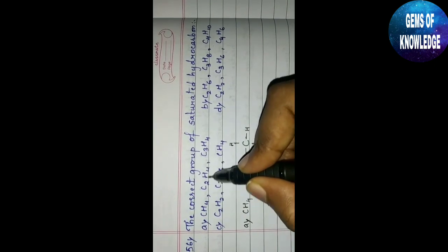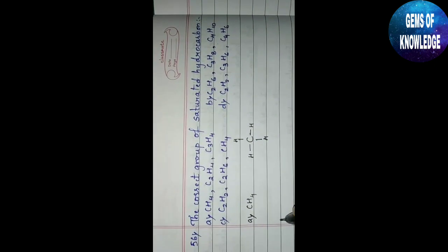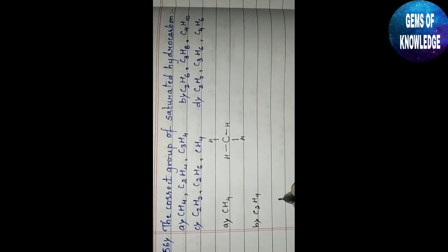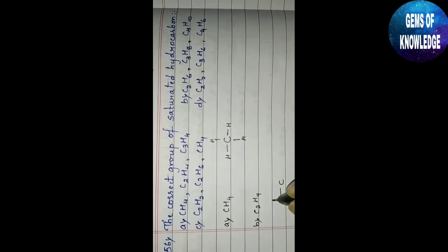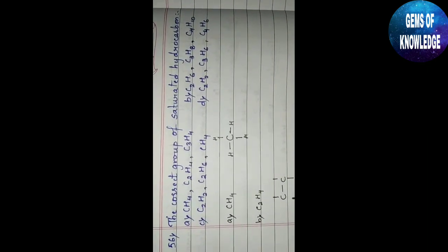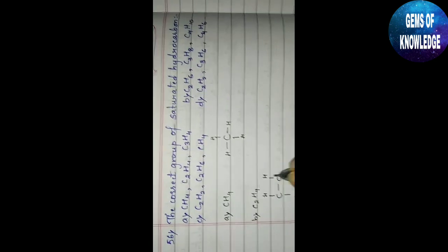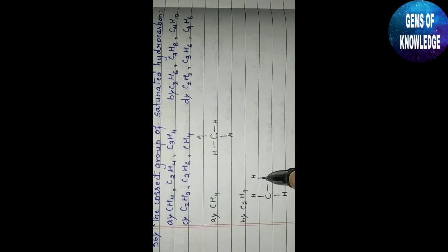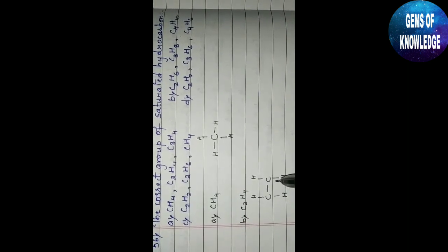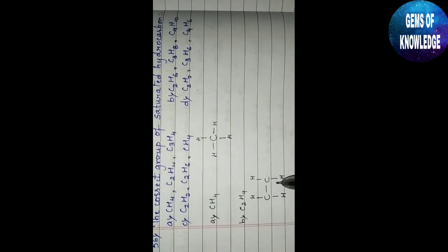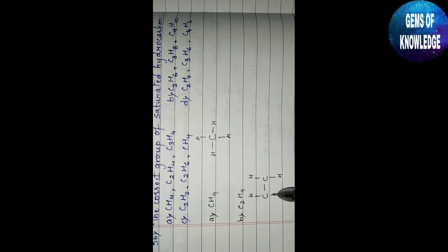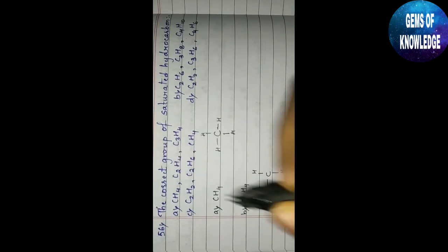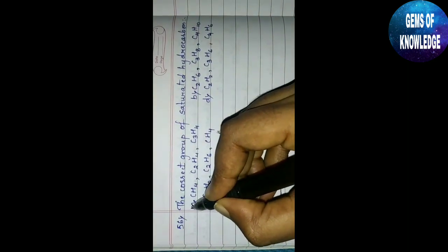Next we can see C2H4. Next one is in B1, C2H4. C2 means here 2 carbon atoms, and H is 4: 1, 2, 3, 4. If we write it like this, you can see this carbon contains only 3 bonds, whereas carbon has 4 bonds. Similarly, this carbon will also have 3 bonds. You know that carbon should have 4 bonds, so this case is not possible.